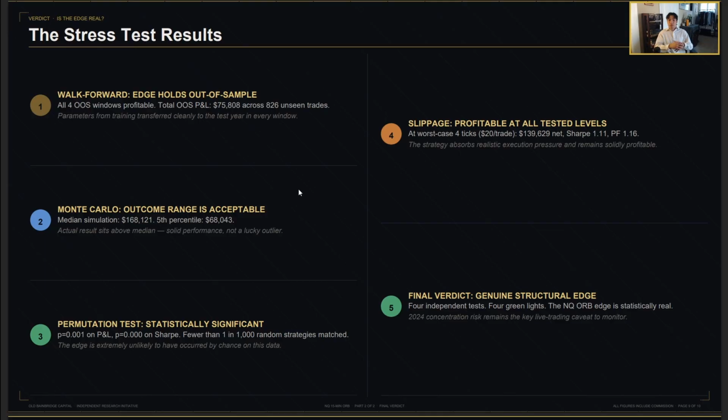Our final verdict, the 15-minute opening range breakout strategy on NASDAQ has a genuine structural edge. With it passing 4 independent tests, it shows that the edge is real. With that being said, the 2024 concentration risk we covered in the last video remains the key live trading caveat to monitor.